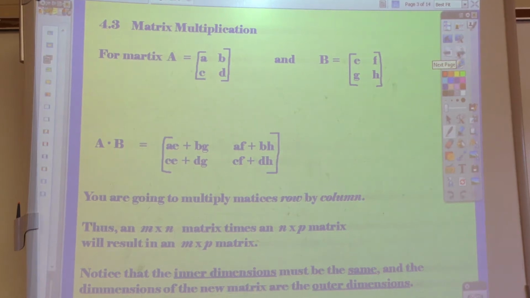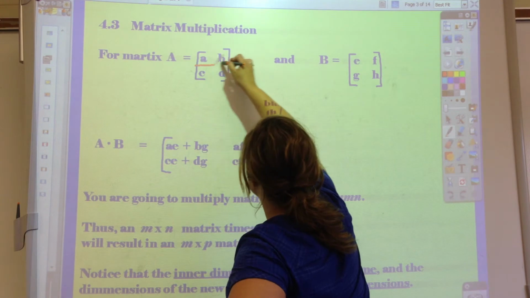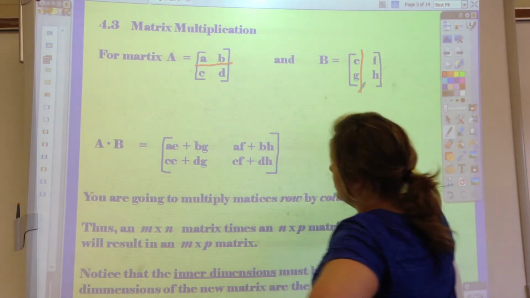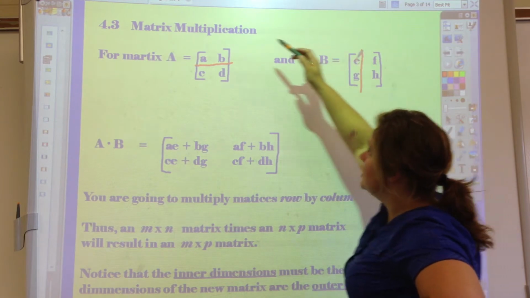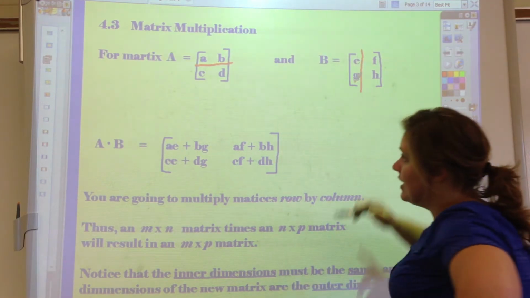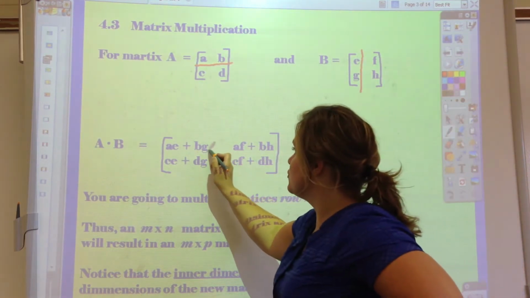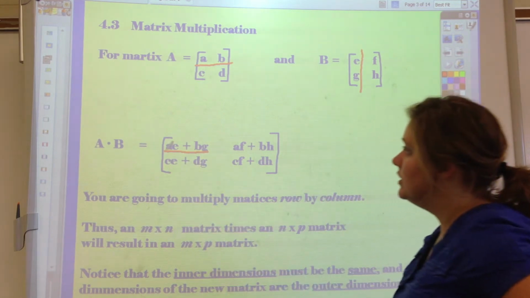Good morning. Today we're going to talk about section 4.3, matrix multiplication. Now for matrices to multiply, you're going to multiply row by column. So essentially, I'm going to have to take this row times this column. You'll notice in my solution, I've taken A times E plus B times G. And that is just the first row, first column.